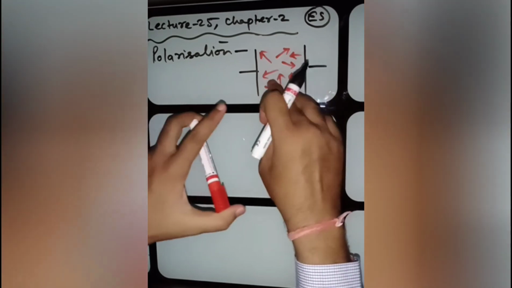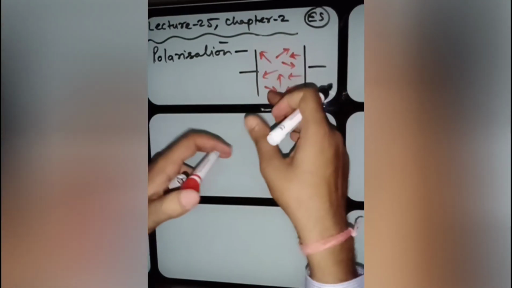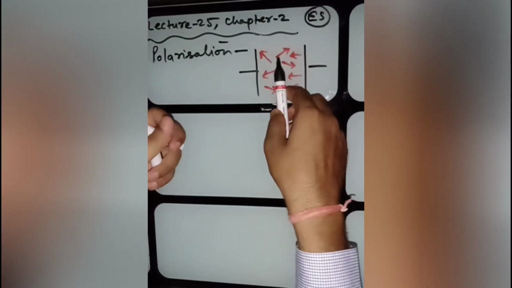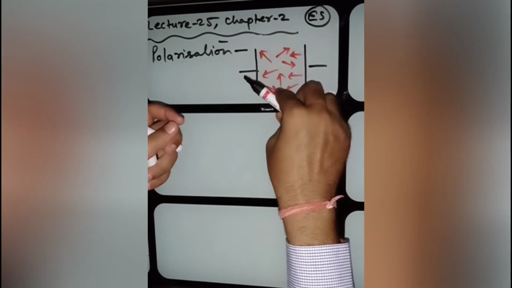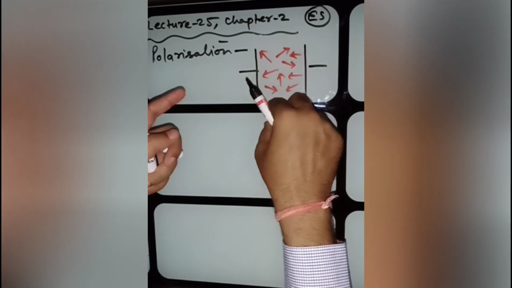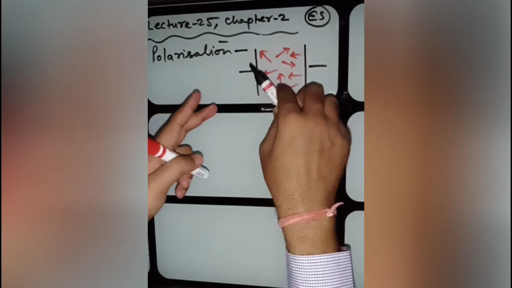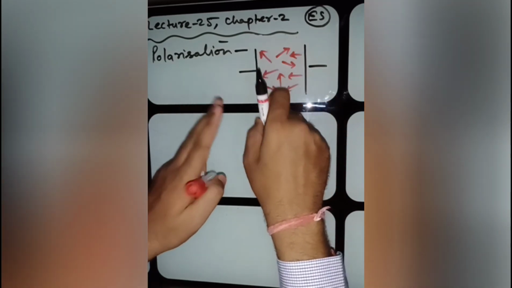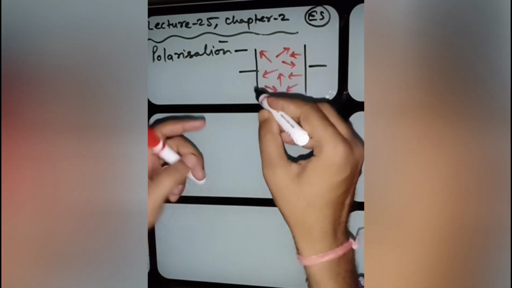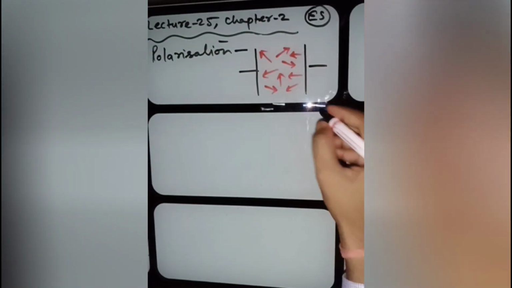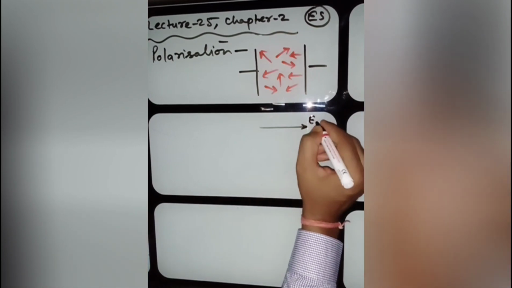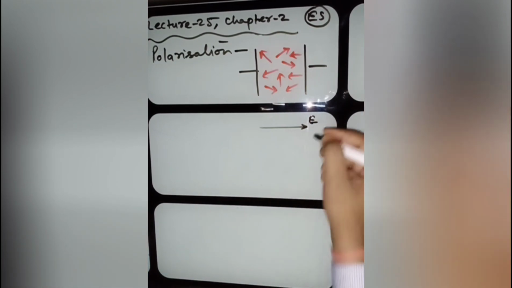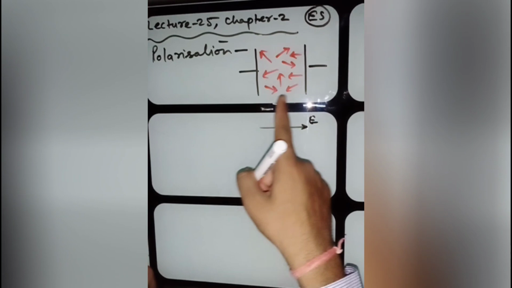But when you switch on the electric field, what will happen? All the dipoles start aligning, and they start aligning in the direction of the external applied electric field. The applied electric field is in this direction. Am I clear to everyone? This is the external electric field, remember.